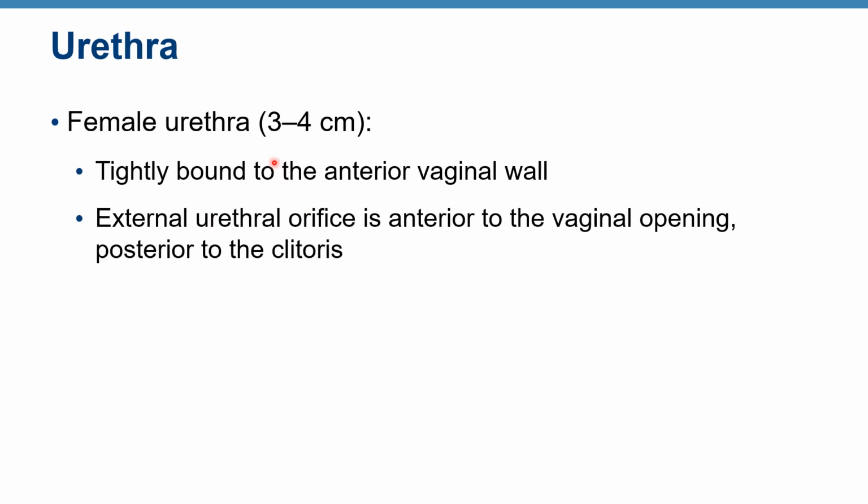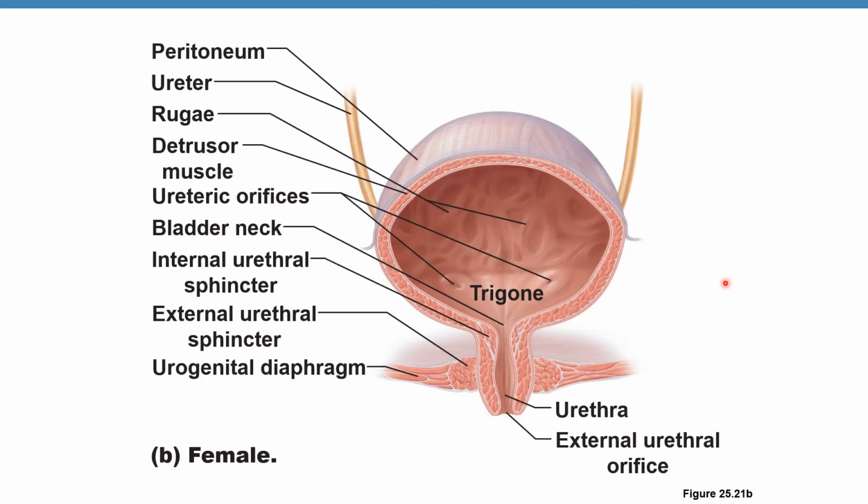Female urethra is shorter, about 3-4 centimeters, tightly bound to the anterior vaginal wall. External urethral orifice is anterior to the vaginal opening and posterior to the clitoris. So on this diagram you can see female urethra. Here are our ureters, trigone, right? Urinary bladder, urethra, urogenital diaphragm or pelvic floor, and here internal urethral sphincter, and that's external urethral sphincter. This opening is called external urethral orifice.